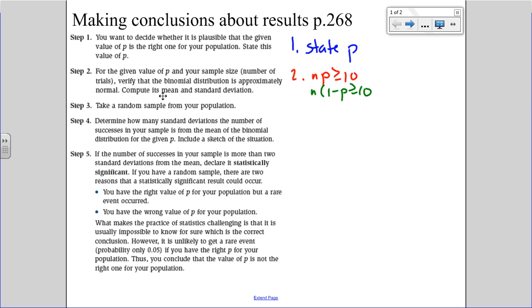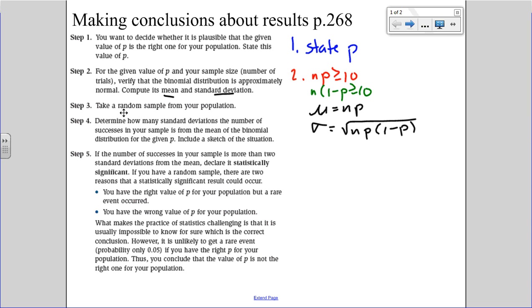So we're going to compute its mean and standard deviation in step 2. So again, the mean is n times p. The standard deviation is the square root of n times p times 1 minus p. So you find a lot of the core ideas in number 2.